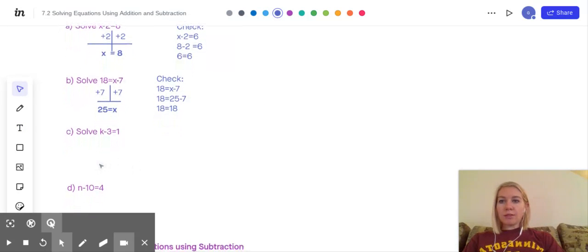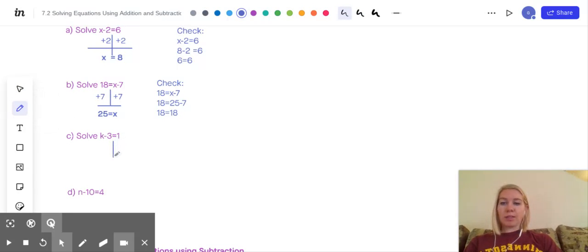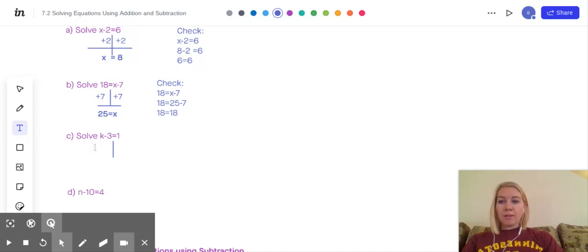Okay, let's do problem C together. Problem C says k minus 3 equals 1. First, I'm going to draw my line below the equal sign to show my two sides. Our goal is to get the variable by itself. So we need to get rid of this minus 3. We're going to do the inverse of subtraction, which is addition. So we're going to add 3 to both sides.